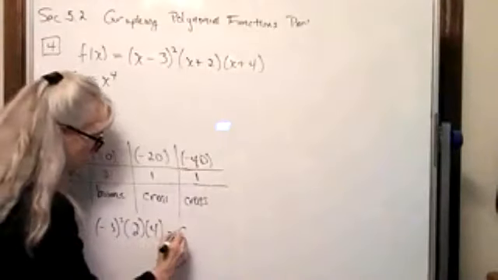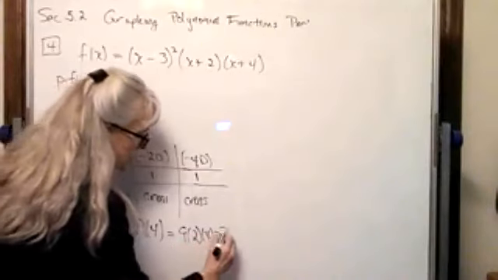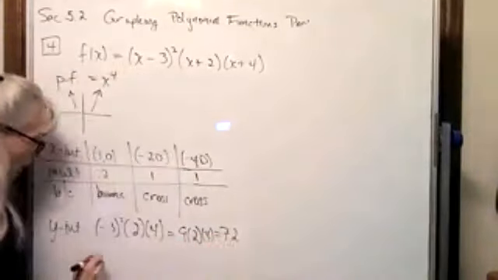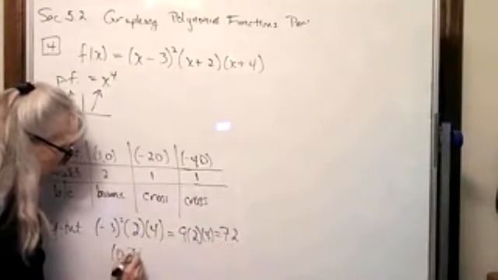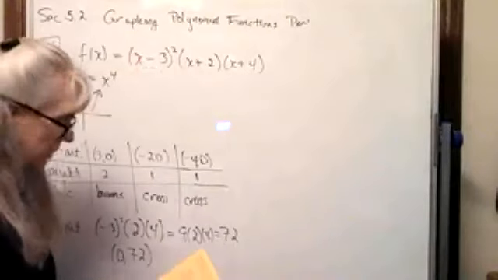Well, negative 3 squared is 9, times 2, times 4. That's 9 times 8, which is 72. So my y-intercept is the point (0, 72). Really high or large y-intercept.